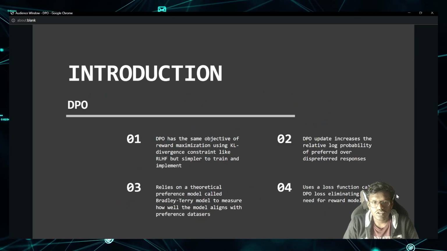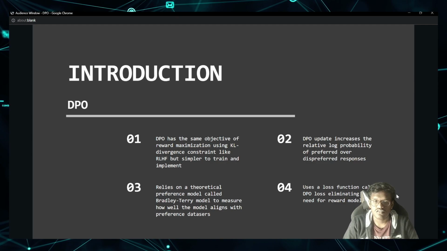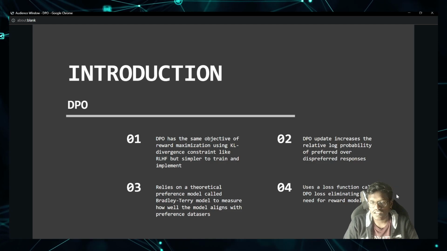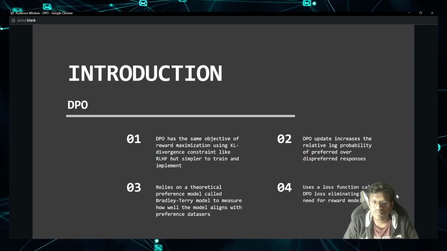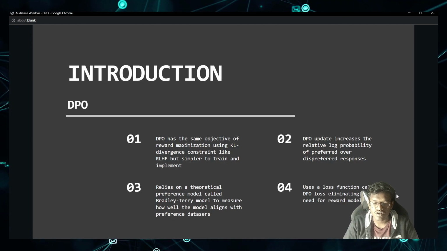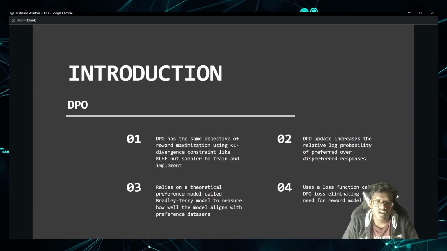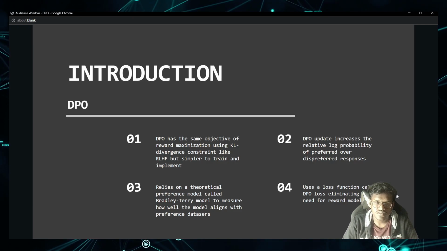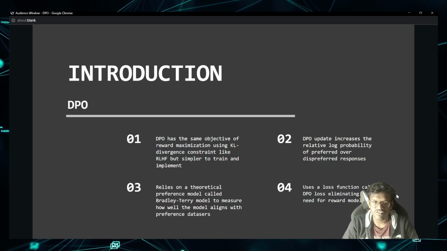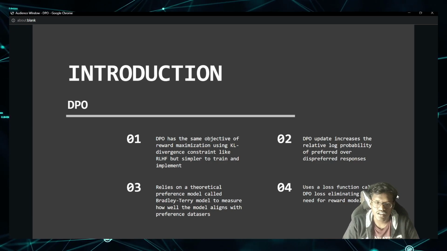So now coming back to the introduction of DPO. DPO has the same objective of reward maximization. The point is we need to maximize the reward in a way such that it will align the model to the preferences, right? For this, they'll be using a KL divergence constraint. KL divergence is nothing but a measure of how different two entities are. This KL divergence constraint is also used in RLHF. So DPO shares the same objective as RLHF, but DPO is much simpler to train and implement.